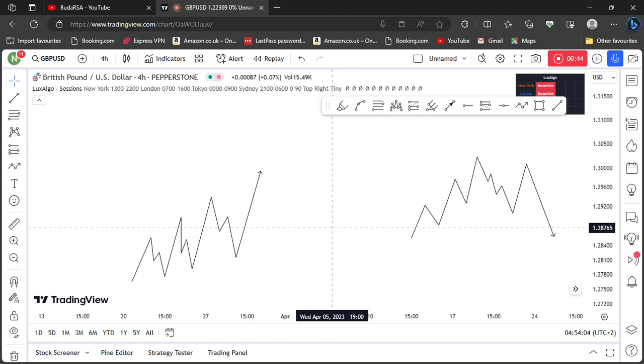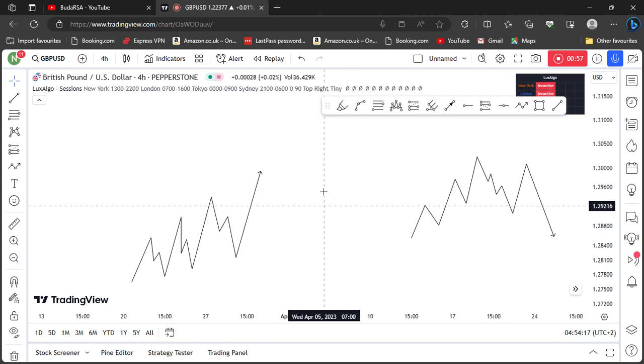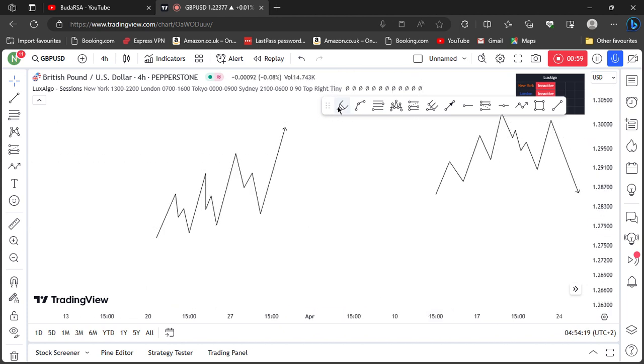So today I'm not going to go deep, but I'm just going to show you how you can catch sniper entries using liquidity and order blocks, right? So let me just get into it.